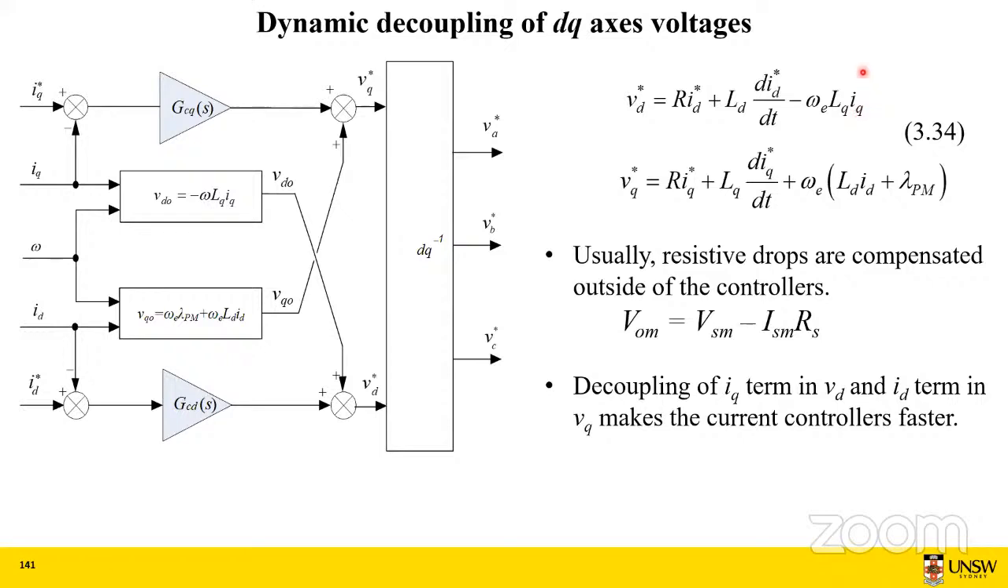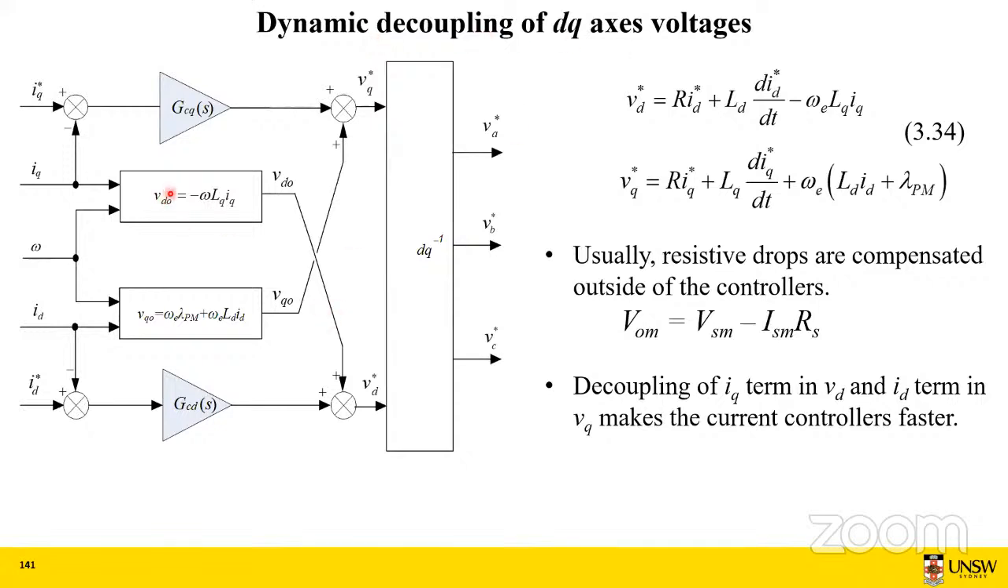So if we consider this coupling term outside of our control, then designing the controllers is very easy, just like designing a controller for an RL load. And that's what usually we do. So we design PI controllers for our current, but this coupling term we add later. This is known as dynamic decoupling of the VD-VQ voltages.